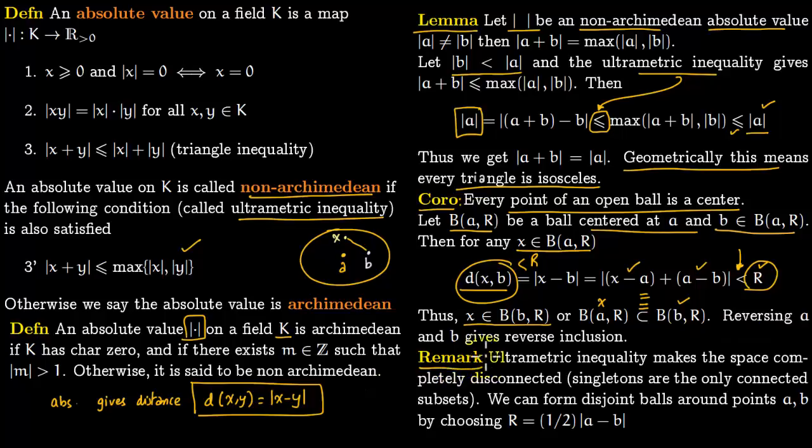So now an important remark is that the ultrametric inequality makes the space completely disconnected. The only connected subsets of the space are singletons. You can always form disjoint balls around 2 points a and b by choosing the radius to be half of the distance between them. So the ultrametric inequality ends up giving you a completely disconnected space.